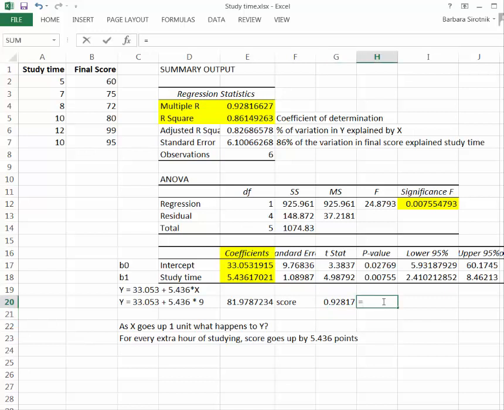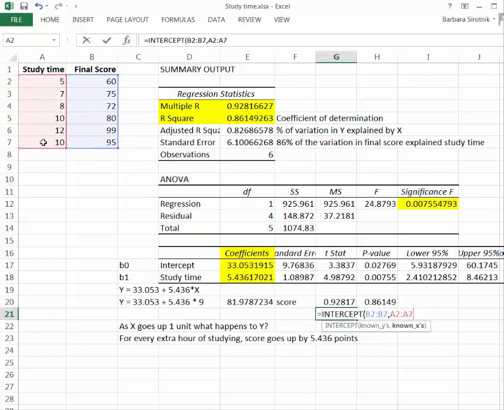So I can say equal that. I square by putting the caret and a 2, and there's my coefficient of determination. How about the intercept? Well, equal INTERCEPT. Be very careful, we need to highlight our y's. Then I can put a comma, highlight my x's, and when I hit enter, I've got my 33.05.